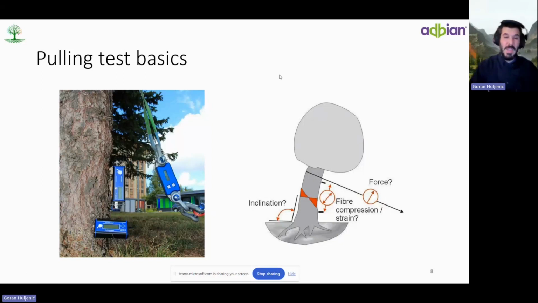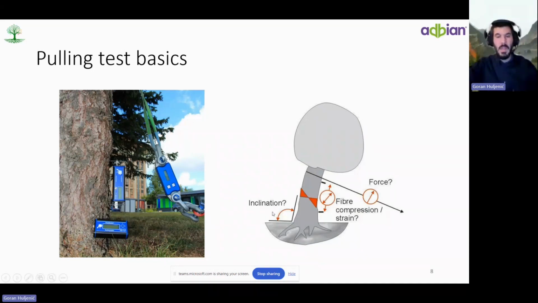So just some basics for you who maybe don't use the pulling test. I will not be as thorough as Bara. She had a very, very detailed explanation of how we calculate the stability of trees. I will be much more on the basic side of explanation.